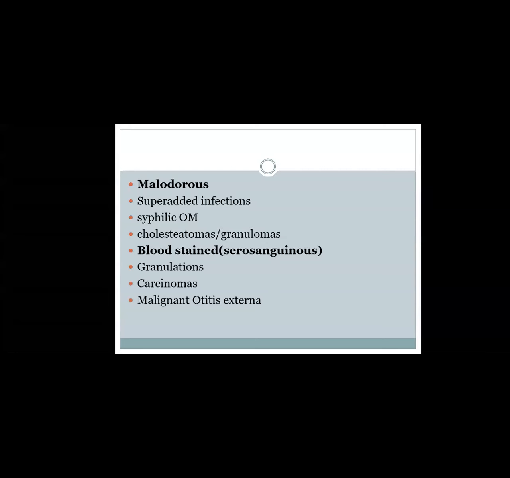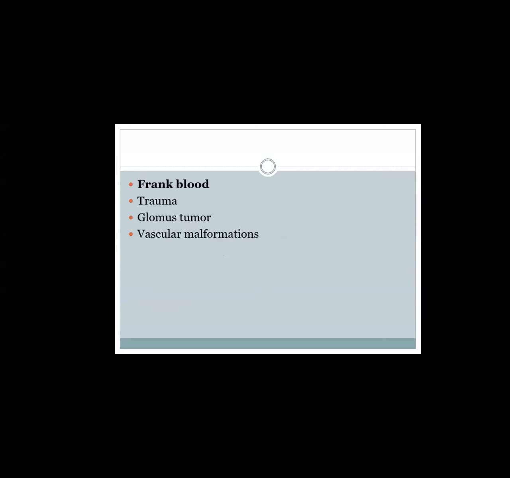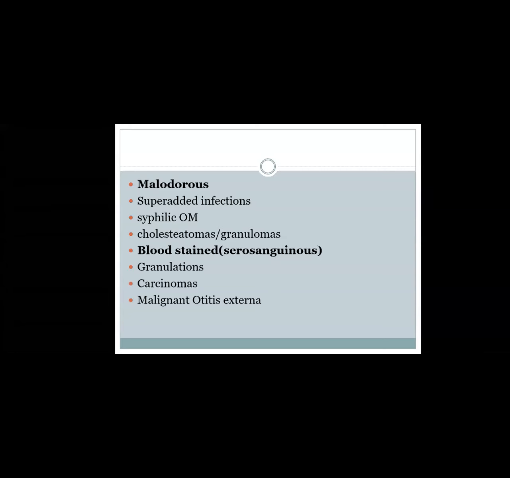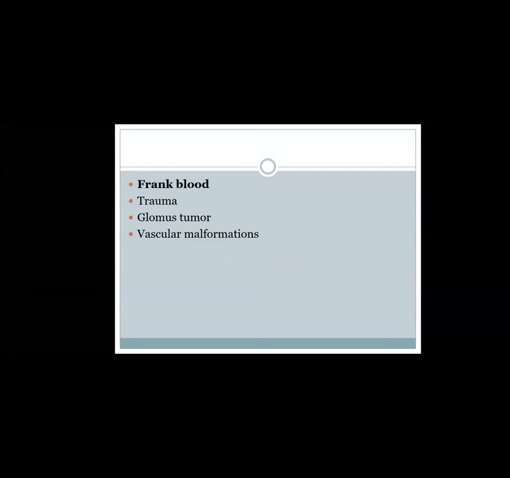As I go across the topic, I'll give you something also. Then the other one, I told you, is the serosanguinous or blood-stained one. And then you can even get frank blood. Frank blood means trauma, that you will get frank blood. The other is a glomus tumor. It's a vascular tumor, or any vascular malformation, you can get it. This is about the types of discharge from the ear.